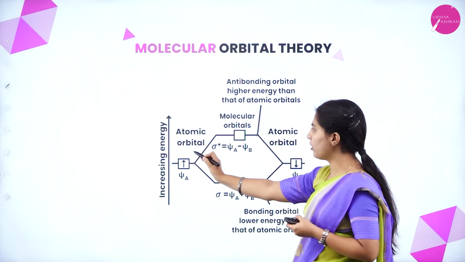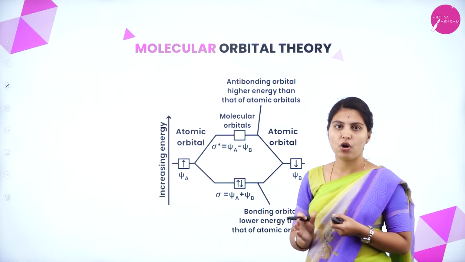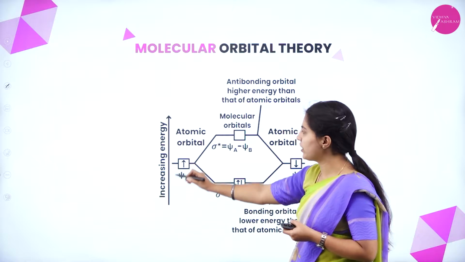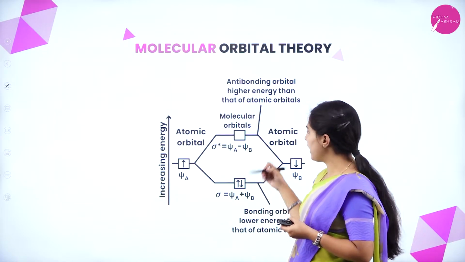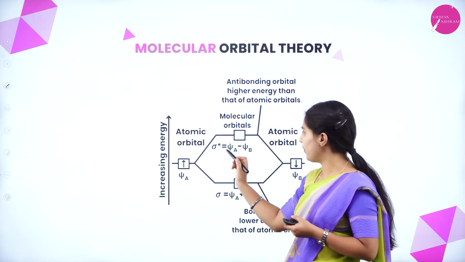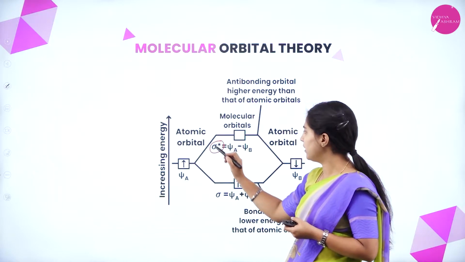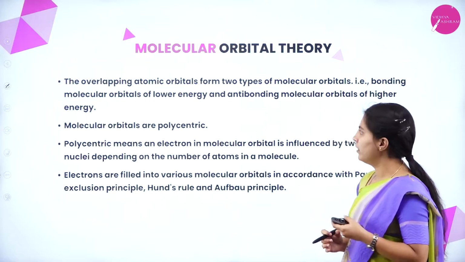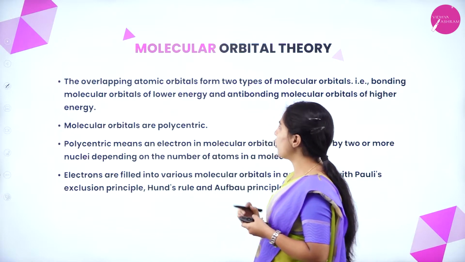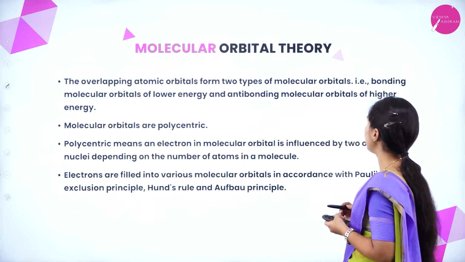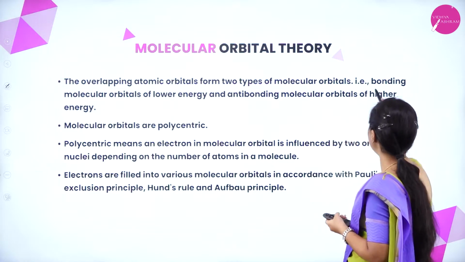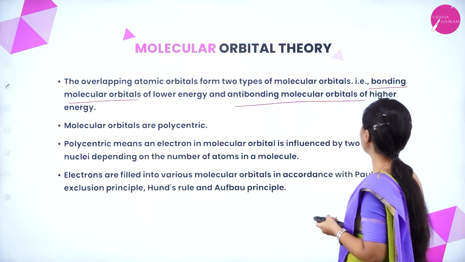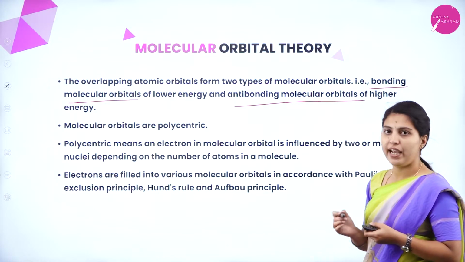These are two atomic orbitals forming molecular orbitals. This is the ground state, this is the excited state. Here energy increases, it is excited, that's why we write it with a star. This is the energy level diagram. Here the overlapping atomic orbitals form two types of molecular orbitals: bonding molecular orbitals of lower energy and anti-bonding molecular orbitals of higher energy.